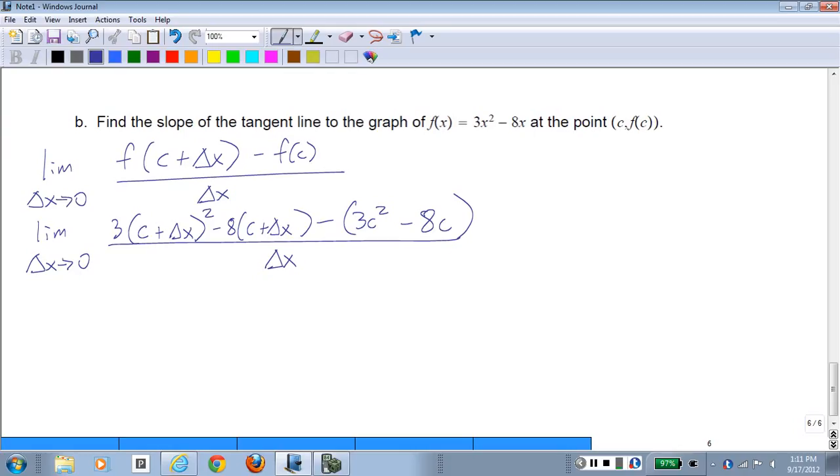We're still moving forward on the hope that when we clear all the parentheses and combine like terms in the numerator, delta x will be a factor of the numerator so that we can factor it out. And where did the 3c squared minus 8c come from? Well, it's directly from here. And finding f of c, f of c, like f of 2, substitute 2 for x. It's just the rules for evaluating functions. f of c, we substitute c for x.